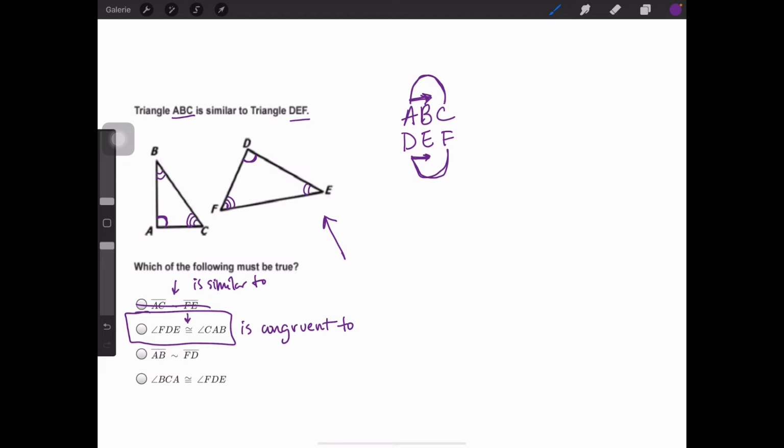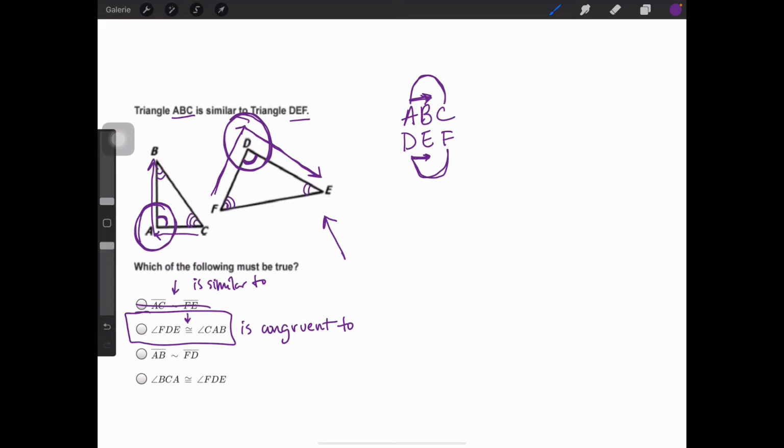Angle FDE is going to be my second triangle, starting with F, going to D, going to E. And angle FDE is going to be this angle that I'm circling, which has one arc. So let's check on the other triangle. I'm looking for angle CAB. For it to be the same, it will have to also have one arc. So let's find CAB, starting at the C, going to the A, and then going to the B. Let's circle it. That also has one arc. So my second answer is true using both methods.